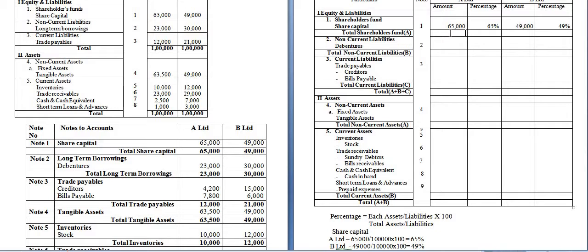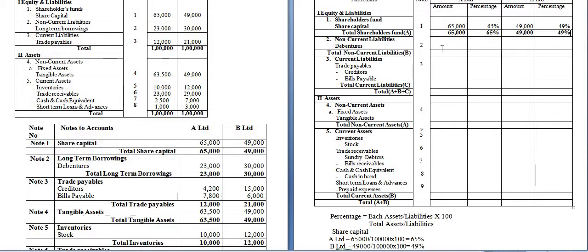So whatever share capital is there, that will be the total shareholders fund. So write next line, write heading total shareholders fund in bracket A. The amount is 65,000. In this problem, there is no equity share capital. Equity reserves and surplus is not given. So whatever share capital amount is there, that only will be considered as the total shareholders fund. Okay. Next line. B Limited is 49,000. Okay. And the percentage is 49 percentage.